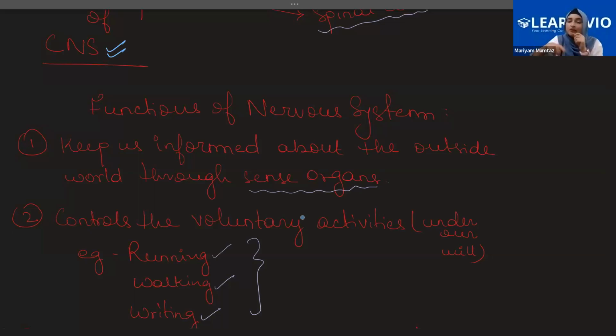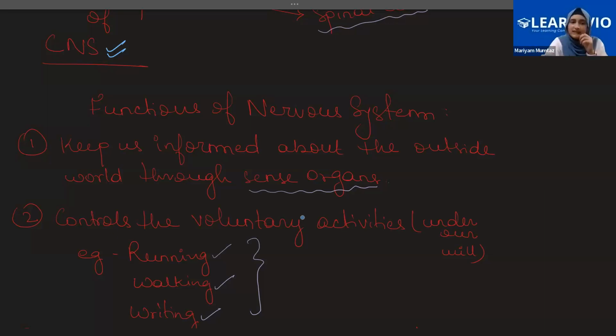So with the help of those sense organs, our nervous system helps us to be informed as to what is happening. You can listen to what people are saying because of your sense organ, that is ear. And then you can see because of your eyes and so many things.